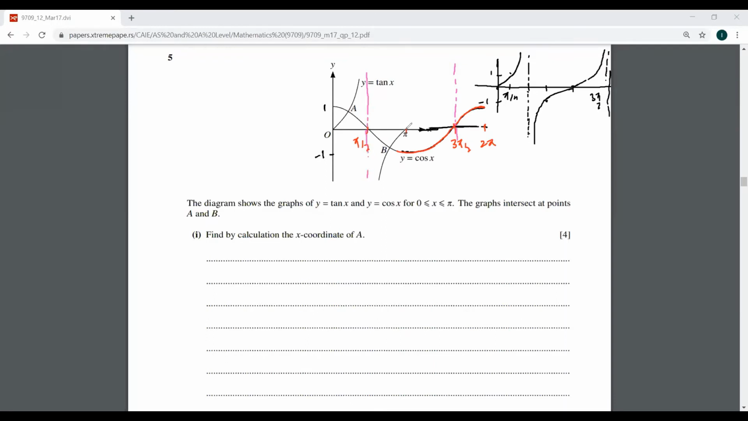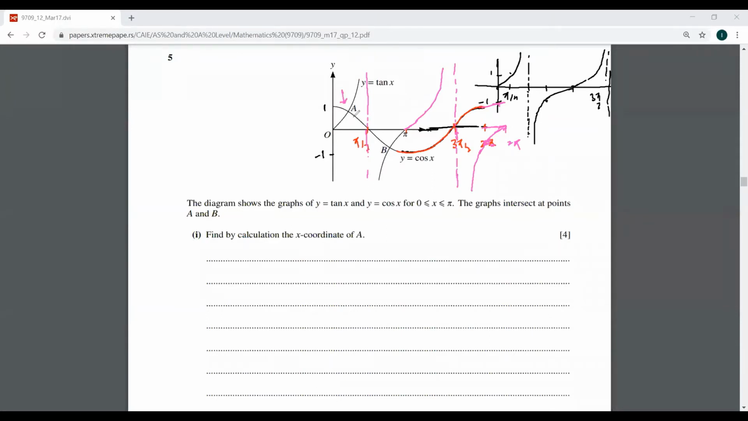Though it's not required in the question that you have to complete this, I still want you to recall it. So I think 2 pi should be somewhere here, according to the scale. Anyhow, I've completed the sketch from 0 to 2 pi. It says find by calculation the x coordinate of A. So here is this point A.